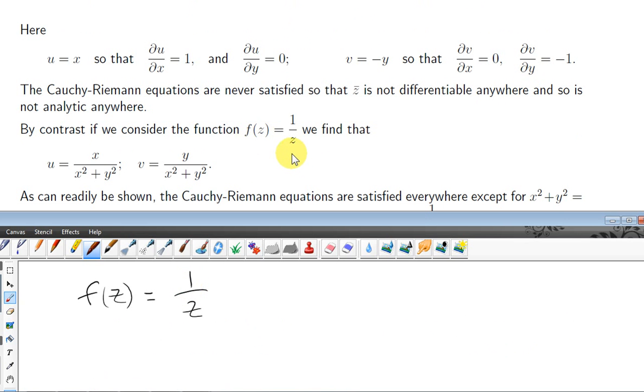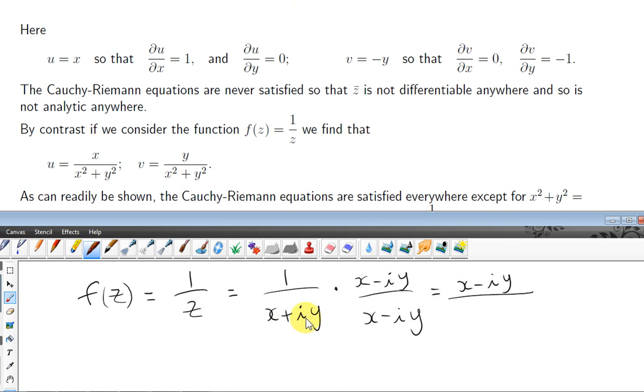Let's look at the function 1 over z. What are the real and imaginary parts of it? Well, this is 1 over x plus iy. Now we want to write this as a single complex number, so we multiply above and below by the conjugate of the denominator, which is x minus iy. In the denominator we have a complex number times its conjugate. That gives us the square of the modulus of the complex number, which is x squared plus y squared. So the real part is x over x squared plus y squared. That's our u. And v should be minus y over x squared plus y squared.